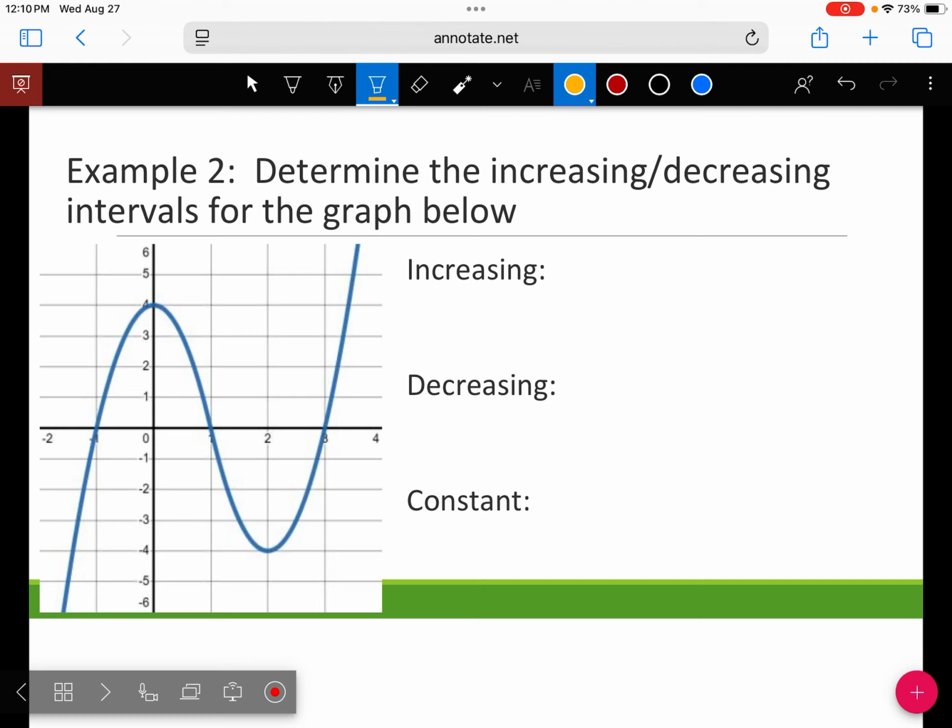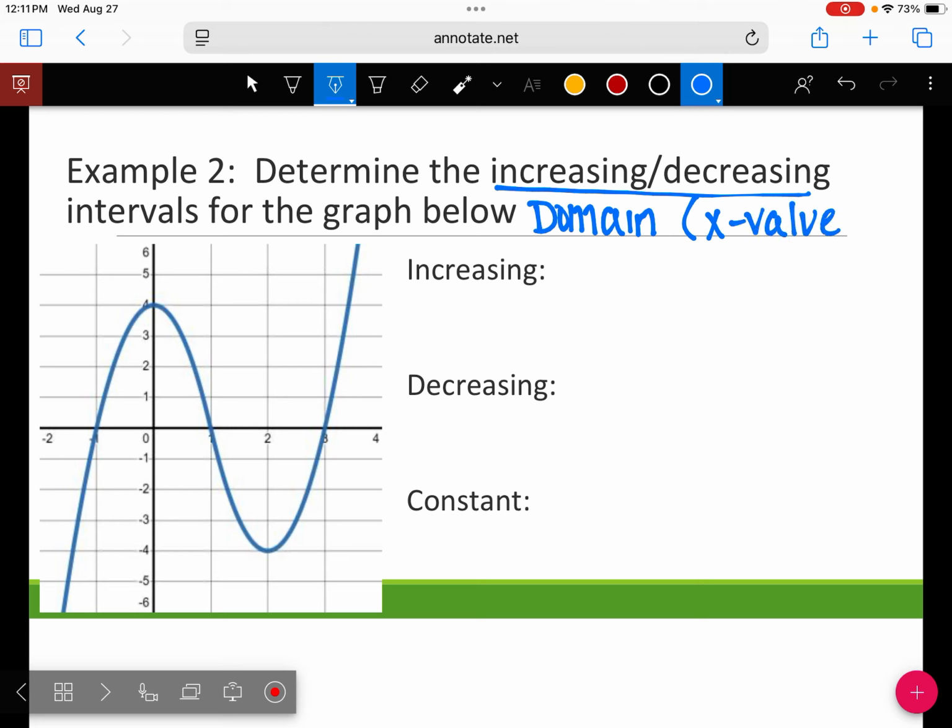Okay, you ready? All right, so let's talk about it. We're going to talk about increasing, decreasing, and constant intervals. One of the main things that students get confused about when you see this on the quiz next week is that when I'm talking about increasing and decreasing, I'm only talking about the domain. This is what we're focusing on, which is your x values. You should not look at your y-axis for increasing and decreasing.